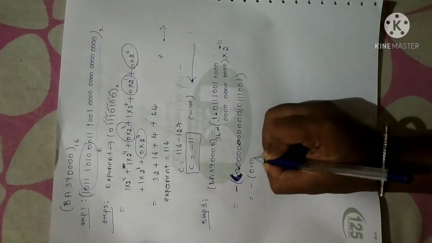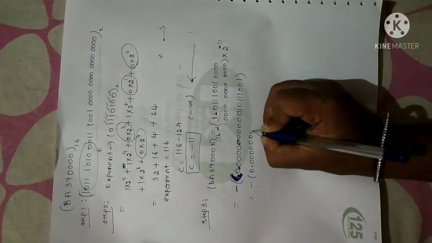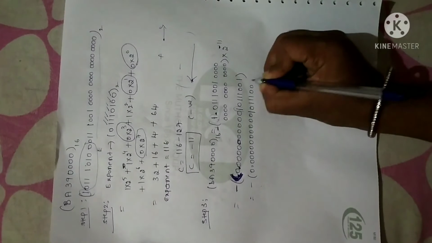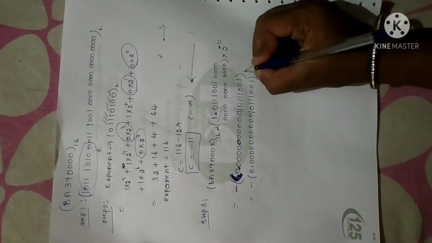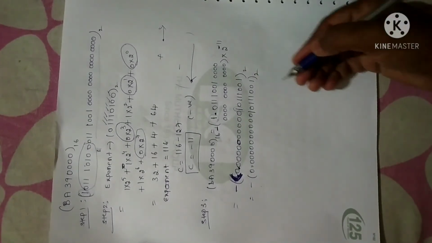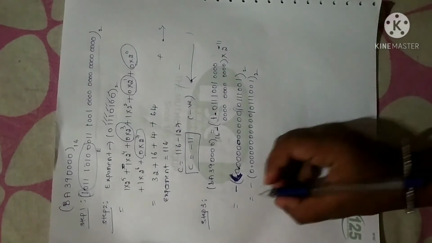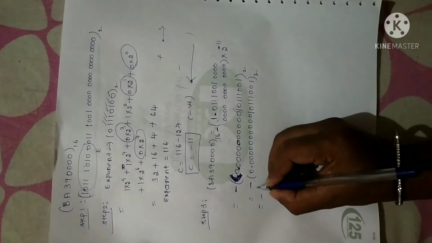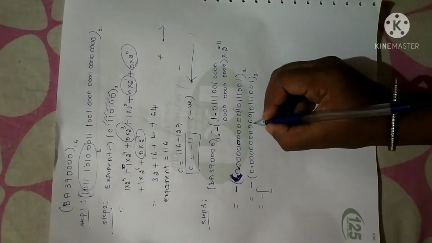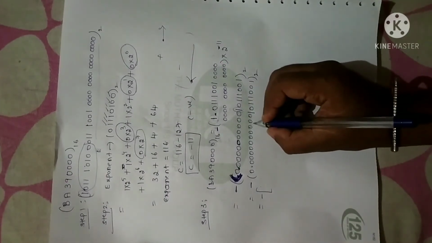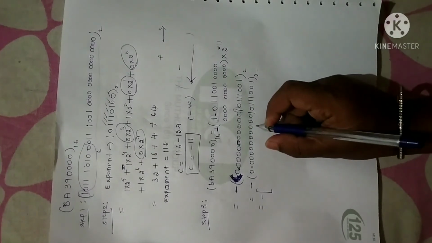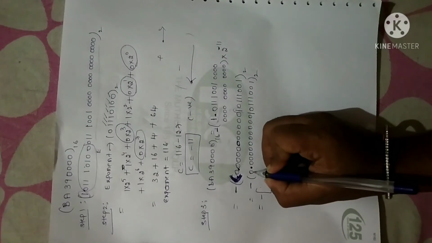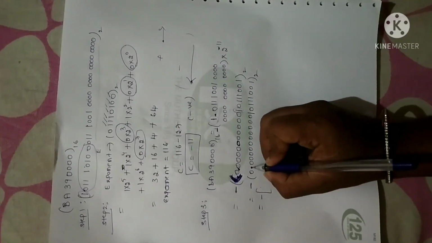Minus 0.1234567891, 11 digits. Again 0111001 in binary. Fine. Now we have to convert it into a decimal number. Clear? Keep in your mind, since you have negative, you have to put a negative sign here. To convert it into a decimal number, remember it is a very important step. Since you have a decimal number here, you are going to multiply, starting with this number.